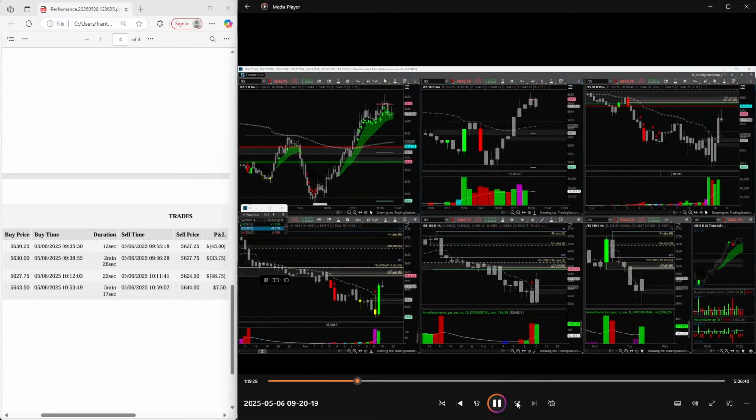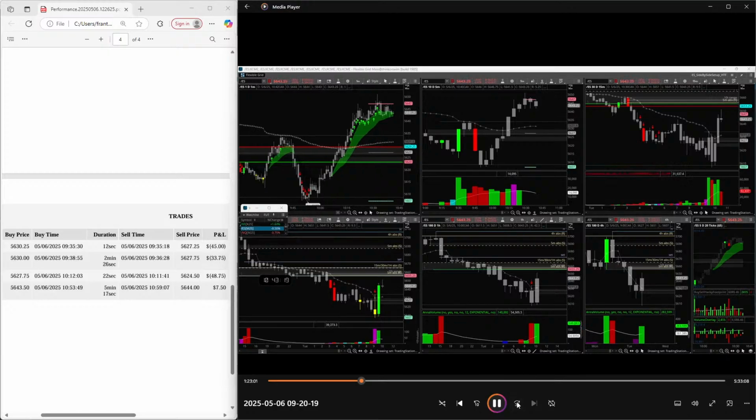$10.53. Rips up. I said, okay, we got something going on here. We're gonna hold. I'm gonna aim for that 56 area that I had marked, and then hopefully I can get this short.